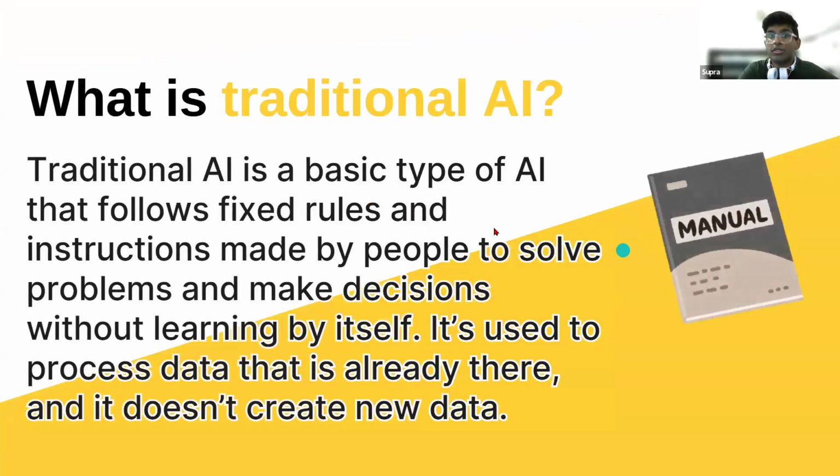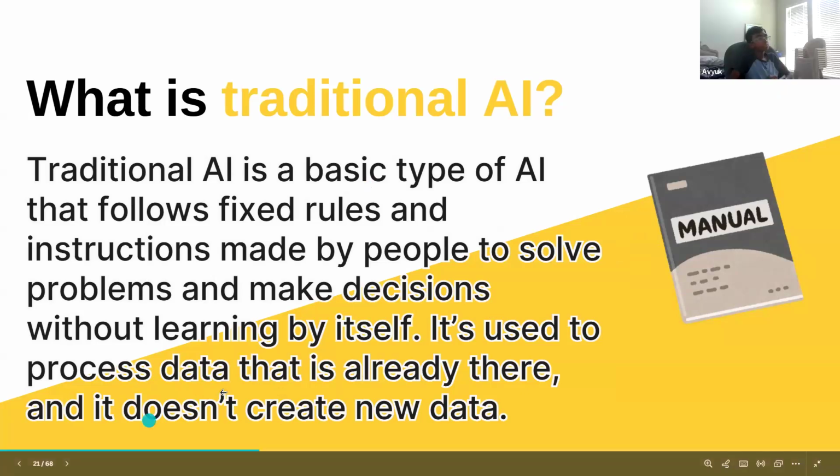Okay, so what is traditional AI? Traditional AI is a basic type of AI that follows fixed rules and instructions made by people to solve problems and make decisions without learning by itself. So it's good for tasks that have clear rules like math problems or strategic games, but it can't do other more complicated things. It's used to process data that is already there and it doesn't create new data.